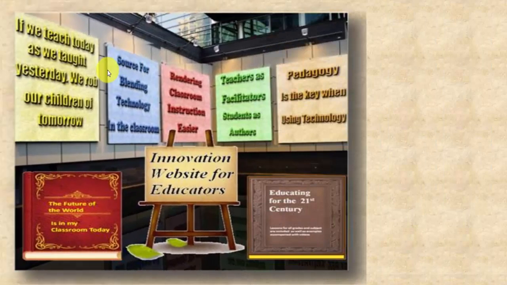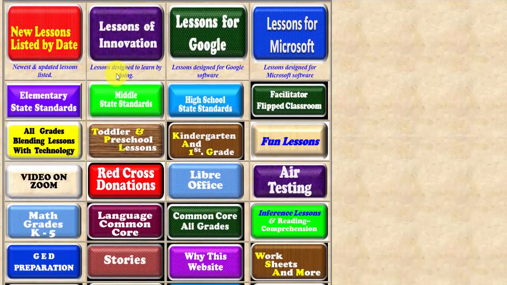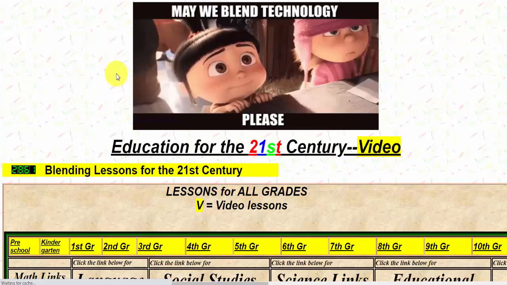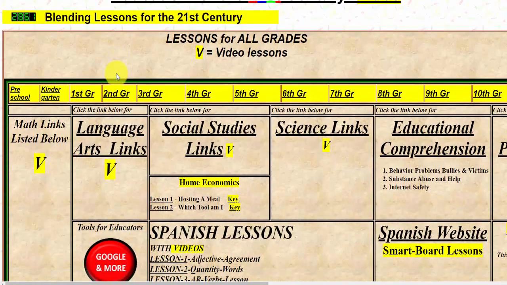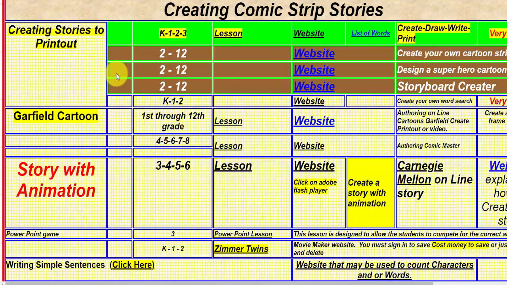Well, the first thing you're going to do is go to the technology website. As you can see here, scroll down, and then the yellow button, it says All Grades Blending Lessons with Technology. Then click on Language Arts, and here it says Creating Comic Strip Stories. Click on that, and here we have Garfield.